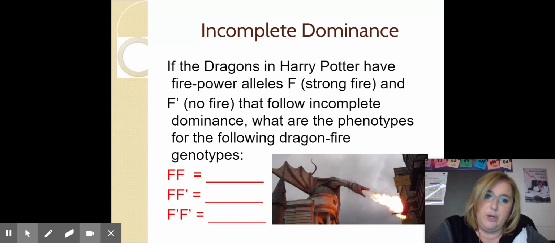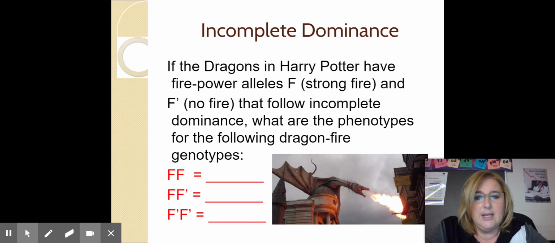So here we'll go to Harry Potter, and I must admit that I'm not a huge Harry Potter fan. Not that I don't like it. I just have never really gotten into it. I've never read the books. But Mr. Jones and Mrs. Domingo love Harry Potter, so it's in here.